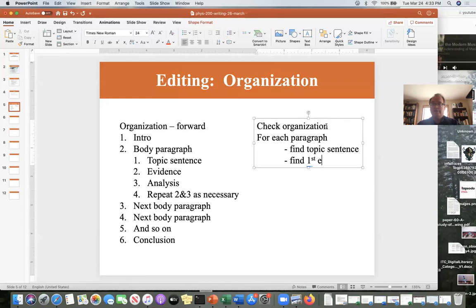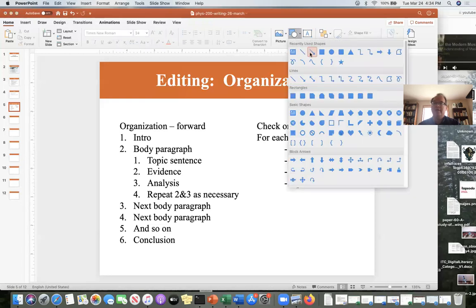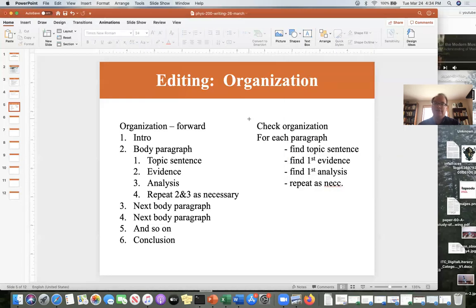Find the first evidence. Is it there? Good. Find the first analysis. Is it there? Good. Repeat as necessary. Notice what you're doing here, what this whole thing is trying to do.